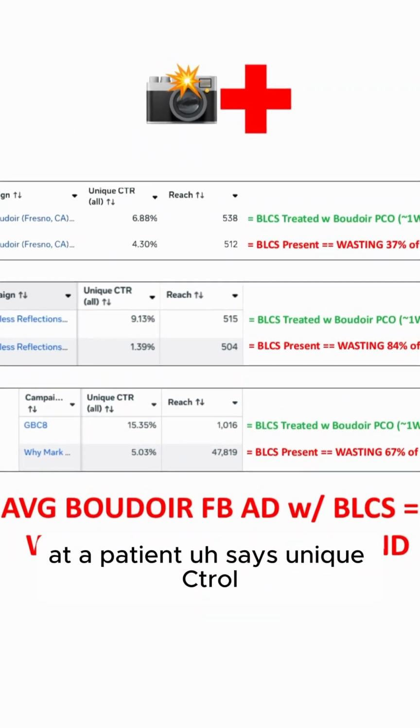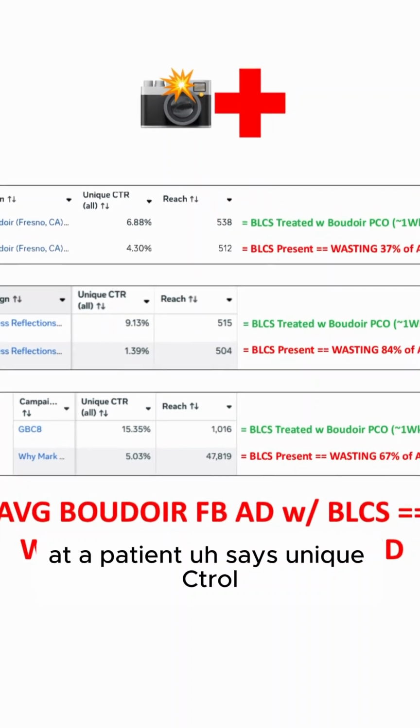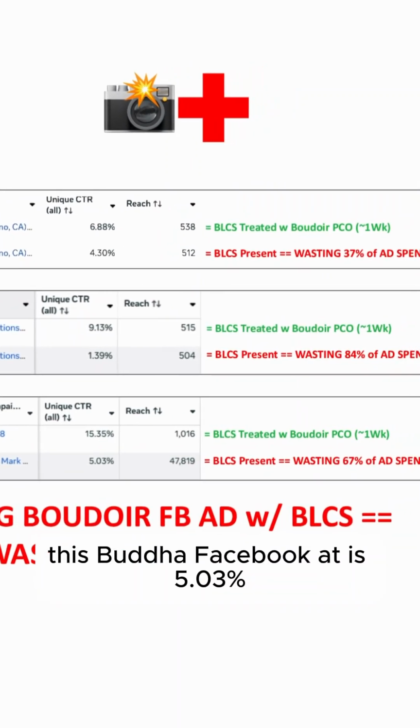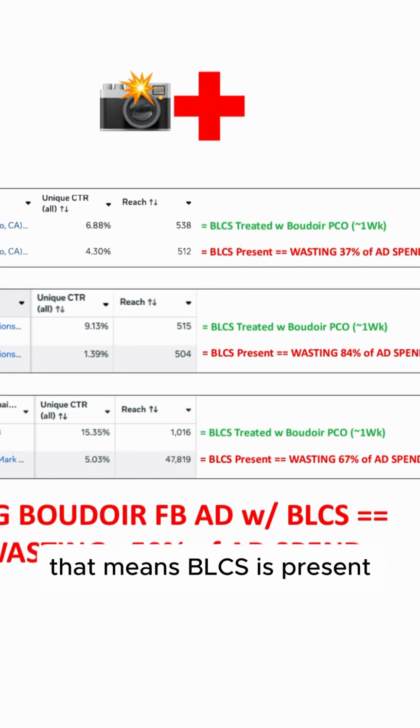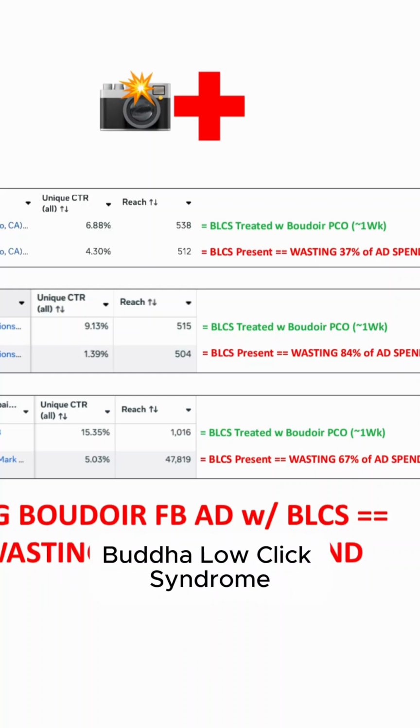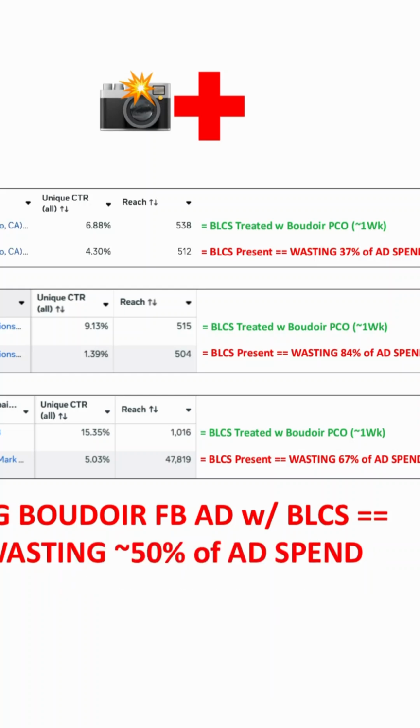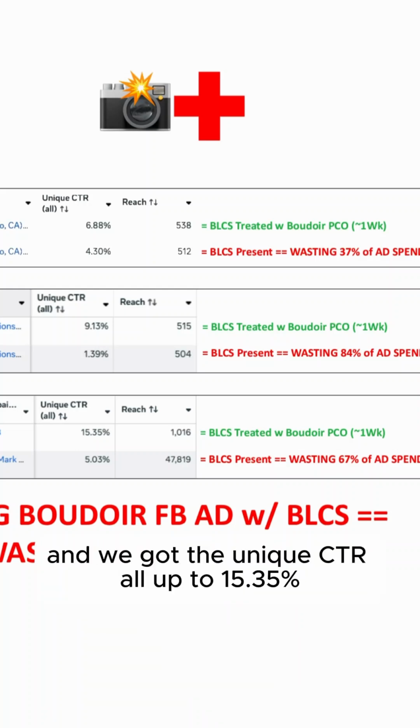Finally, I had a patient whose Boudoir Facebook ad has a unique CTR of 5.03%. When unique CTR is under 6%, that means BLCS, Boudoir low click syndrome, is present. So we know we can treat it with Boudoir Pico. It takes about a week. And we got the unique CTR up to 15.35%.